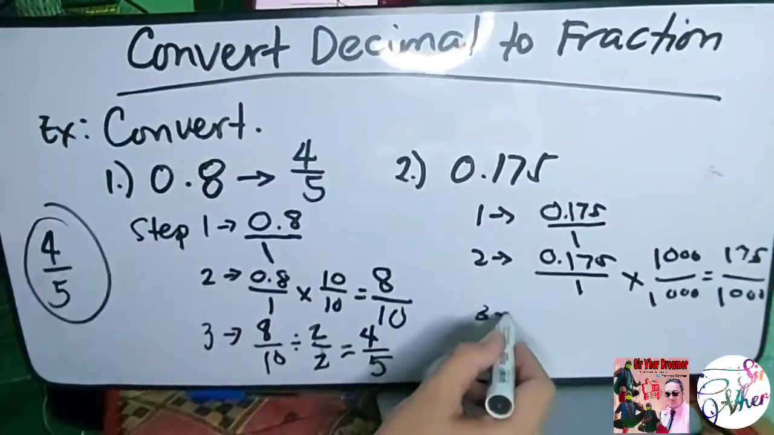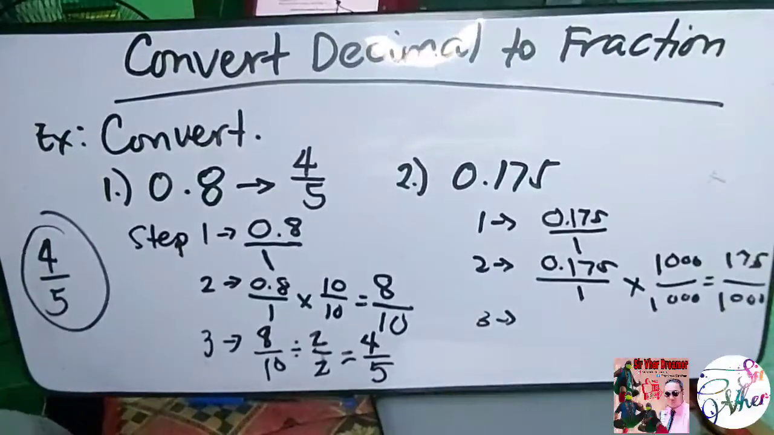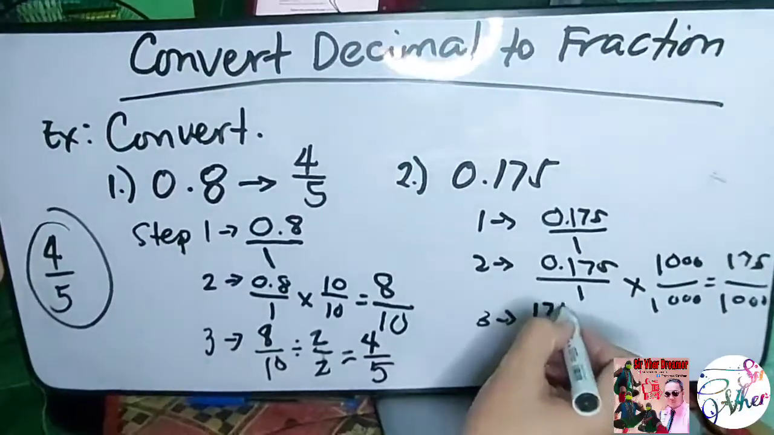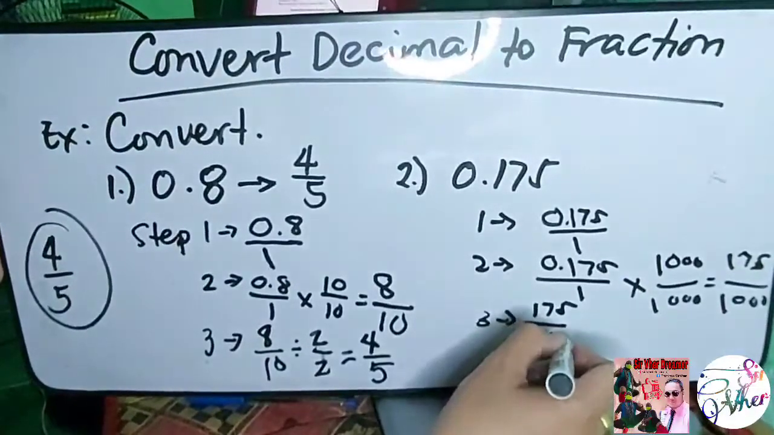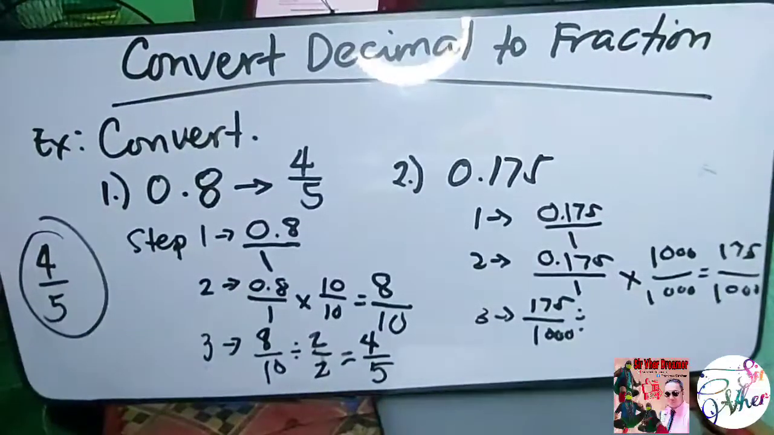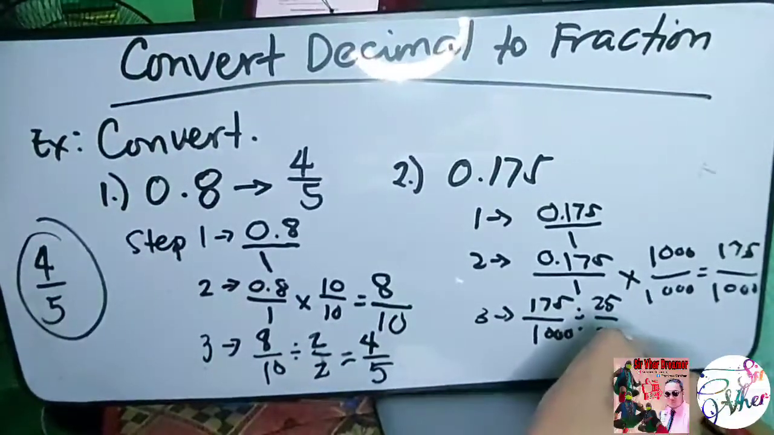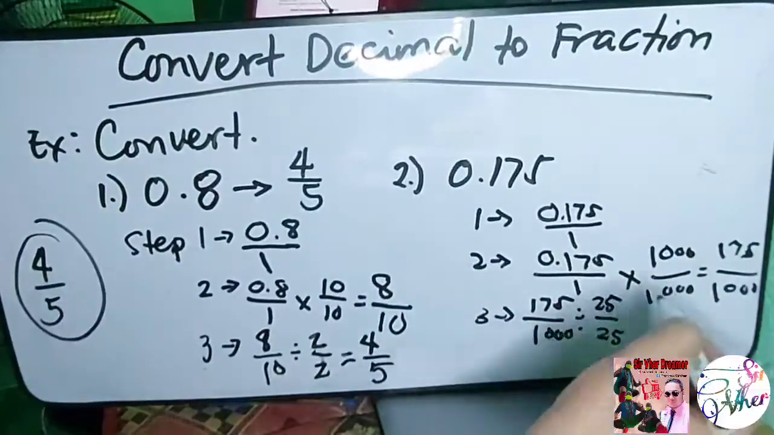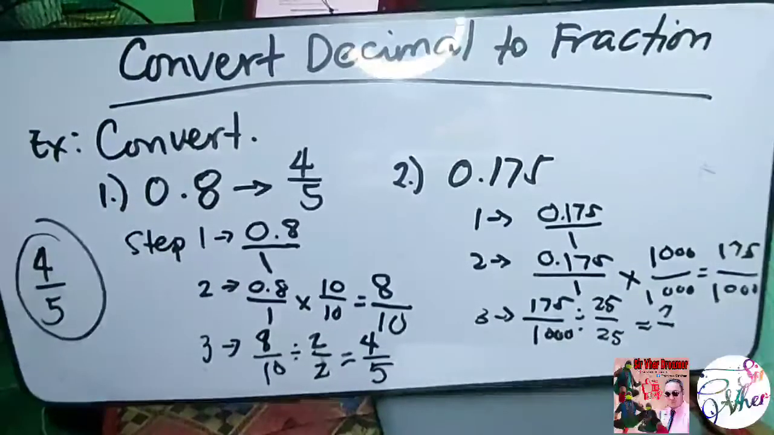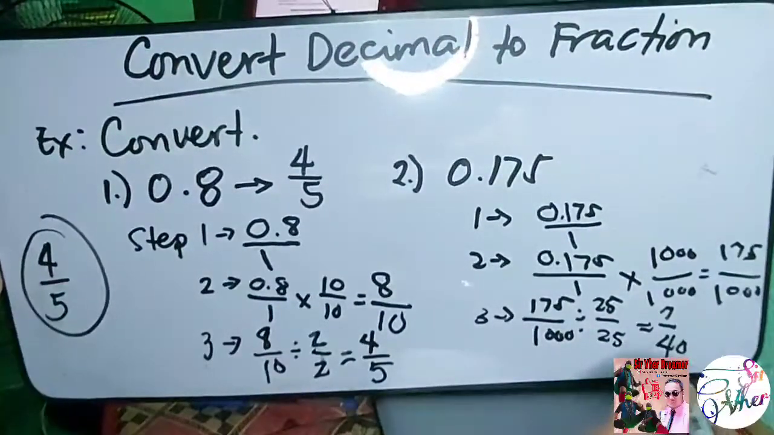Okay, so step 3 is you are going to what? Simplify, because as always, we have to make sure our answer is in the lowest term. 175 over 1,000. What number can divide both the numerator and denominator? 25. Very good. 175 divided by 25, the answer is 7. 1,000 divided by 25, the answer is 40. So we have 7 over 40.